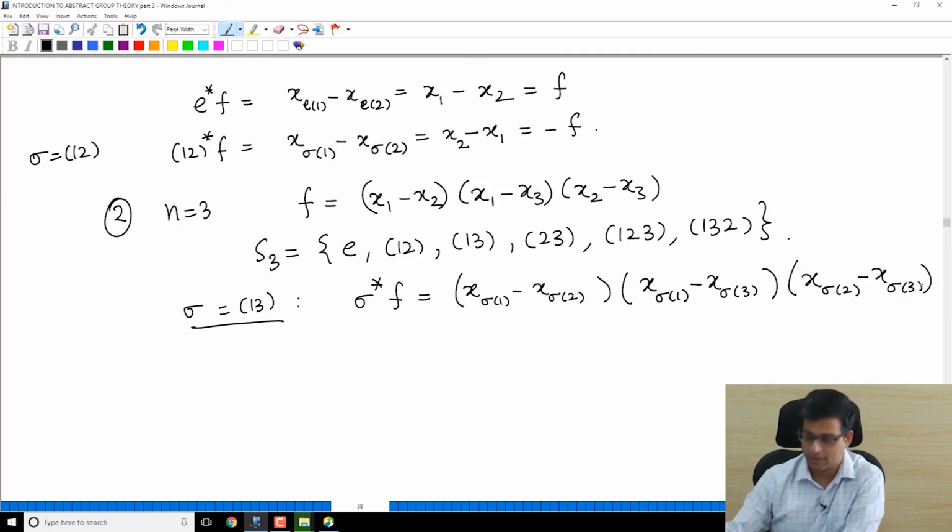So you cut this. Yeah, sure. So sigma star f is (x sigma 1 minus x sigma 2) times (x sigma 1 minus x sigma 3) times (x sigma 2 minus x sigma 3). But now let's actually compute these things.